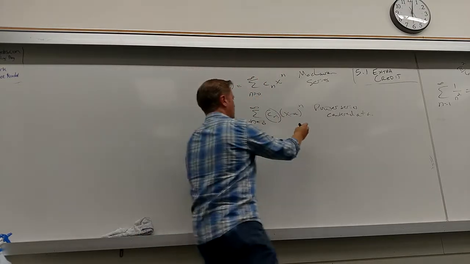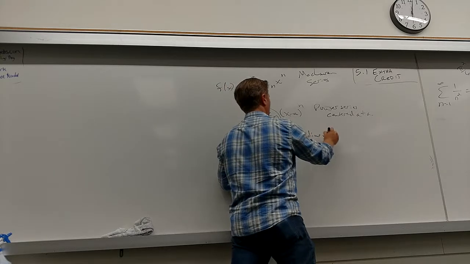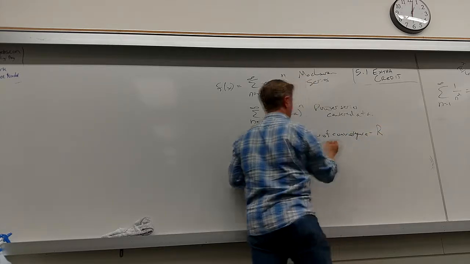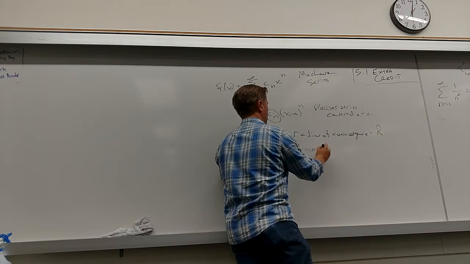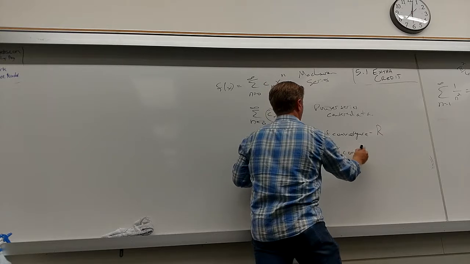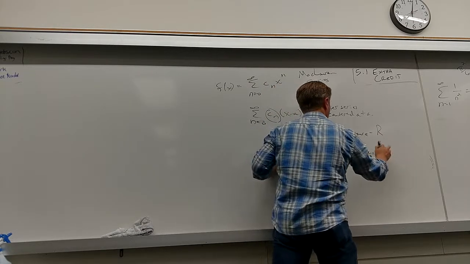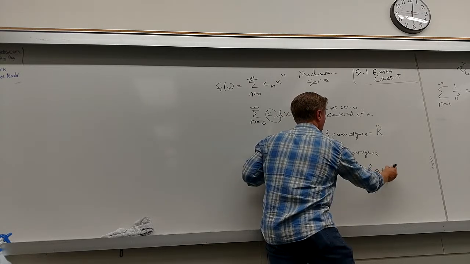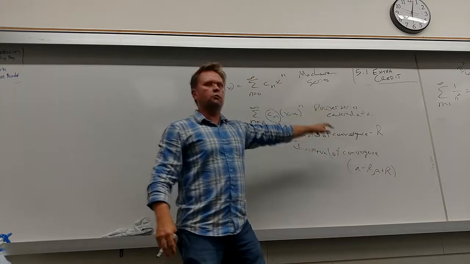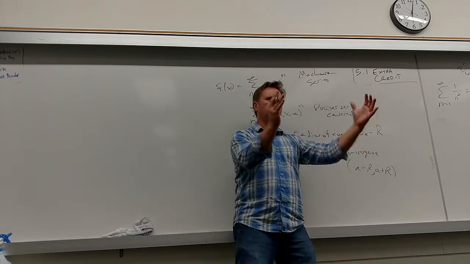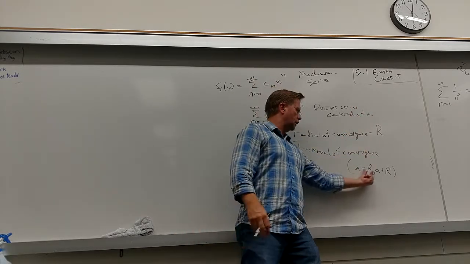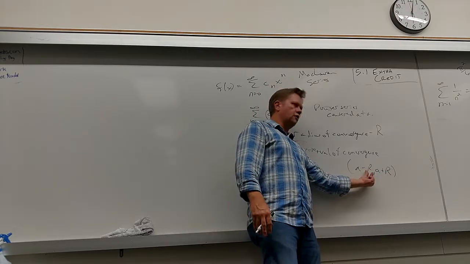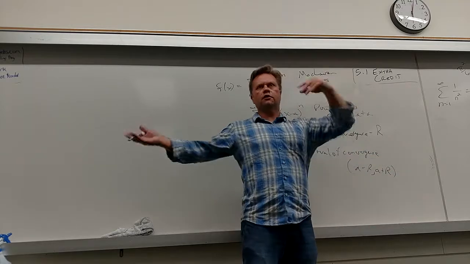So you have this idea of a radius of convergence, and then you have an interval of convergence, which would be A minus R, A plus R. So R could be 0, in which case this is not an interval, it's just a point. It only works for A. R could be some finite number, so that's a true interval. Or R could be infinity, so that would just be negative infinity to infinity.